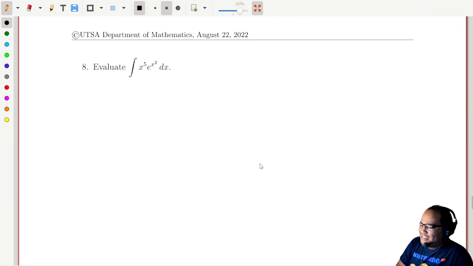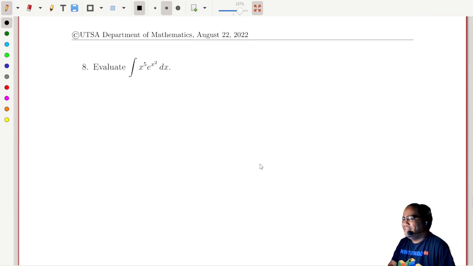This one's a doozy. X to the 5th e to the x squared dx here. So how do we handle that? Might try a few things. Now, remember for u substitution, whenever you see the functions inside the functions, the innermost composition, that's going to be a clue that might be your u. But what about the rest? We're going to go ahead and transform this in a way here.